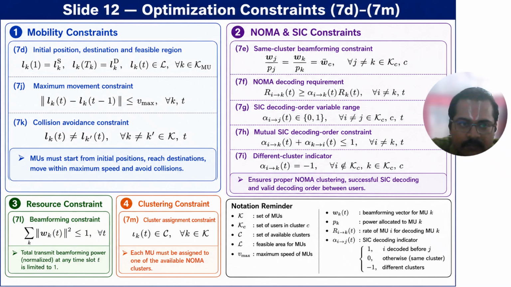As you can see, the first is the initial position LSK and destination LDK. TK is the time taken by the mobile user to reach the destination. Next is the maximum movement constraint, which is velocity equal to distance by time. So the location at t minus the location at t minus 1 is less than or equal to V max. How to avoid the collision? You need to impose some constraints.